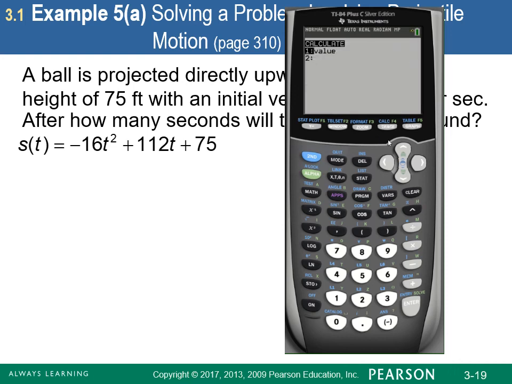Second calc, number 5, move close to where they cross. Now there's no magic in how close you get, just close. And press enter 3 times. 7.62.